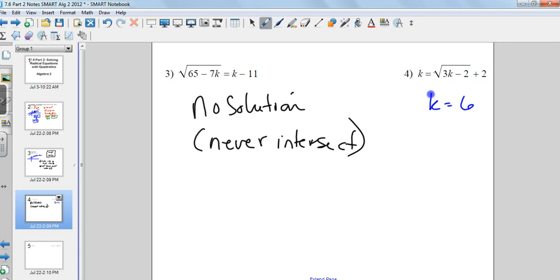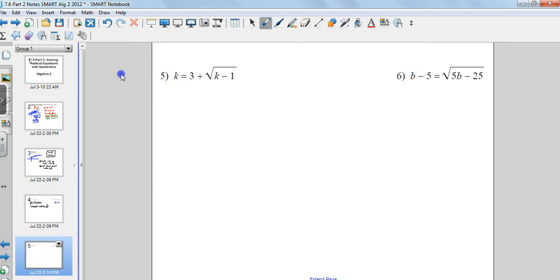Alright. Now, I didn't draw the curves for 3 or 4 just because I'm trying to save a little time and space. But you should be drawing the curves. Okay, let's try 5 and 6. And again, I want you to draw the curves, a little sketch, to show me that you actually did do this. But I'm not going to draw the sketch of the curves.